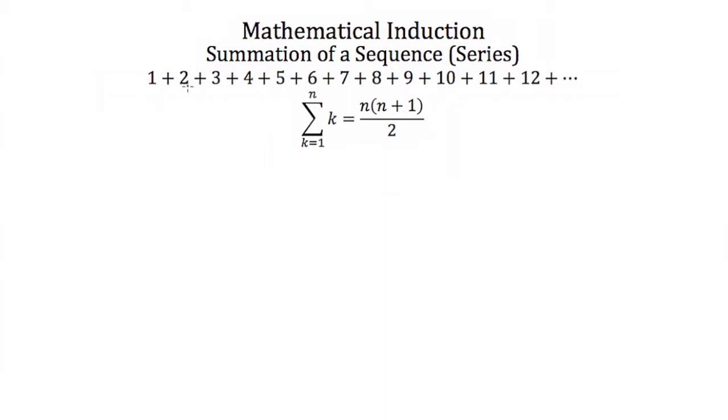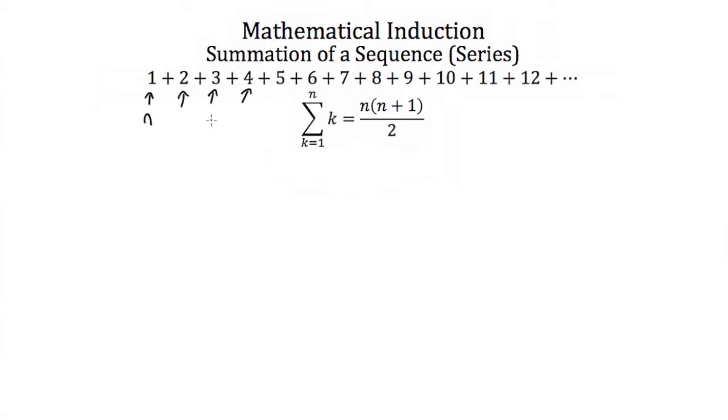Now here is my sequence k. Because this sequence is being summed, you can call it a series, but this would be our first term, our second, our third, our fourth, and so on. Then if we want the sum of all these terms, we should be able to use this formula. But if we don't know that this formula is true, or we want to prove that it is true, well, we could check every value of n.